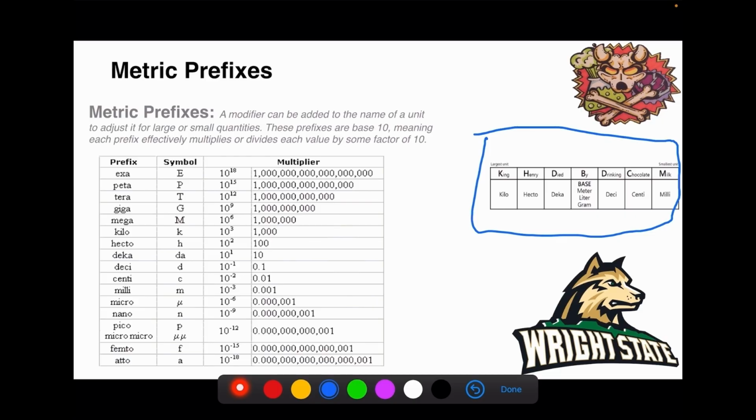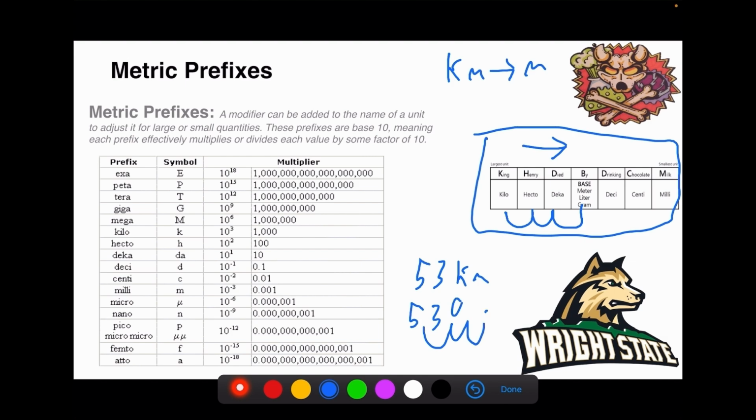And you can do this in shorthand by moving your decimal point around. So if I want to go from, for instance, kilometers to meters, I can do a trick by moving my decimal point 1, 2, 3 times to the right, just like we did for scientific notation. So for instance, let's say I've got 53 kilometers in meters. That's going to be 1, 2, 3, fill these in with zeros, 5,300 meters. So that's kind of a shortcut that you can use to easily convert between the common ones, which are 1,000 times more or less than a base unit.